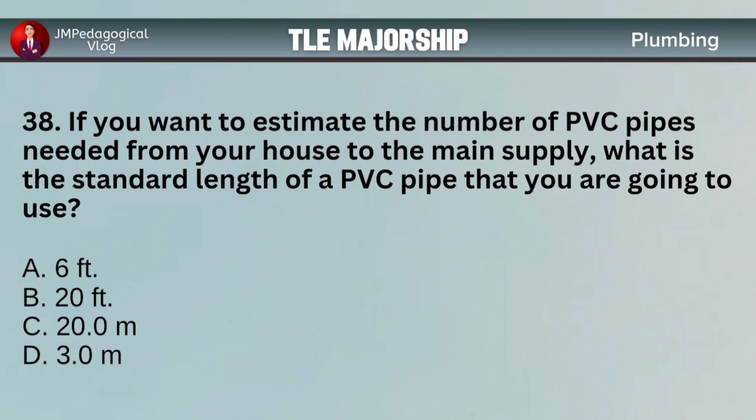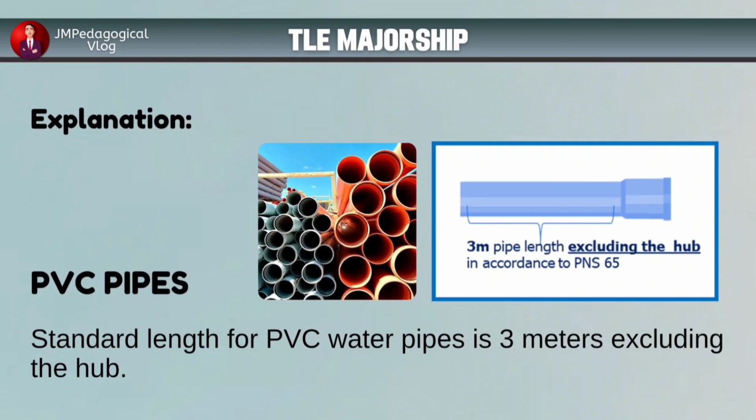38. If you want to estimate the number of PVC pipes needed from your house to the main water supply, what is the standard length of a PVC pipe that you are going to use? A. 6 feet. B. 20 feet. C. 20 meters. D. 3 meters. D. 3.0 meters. Explanation. Standard length for PVC water pipes is 3 meters excluding the hub.